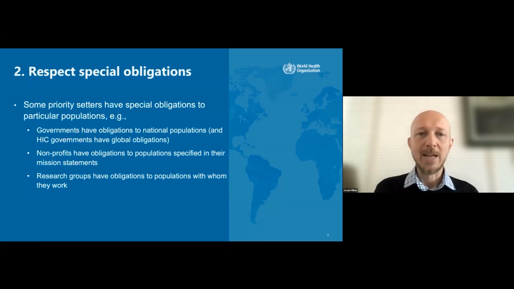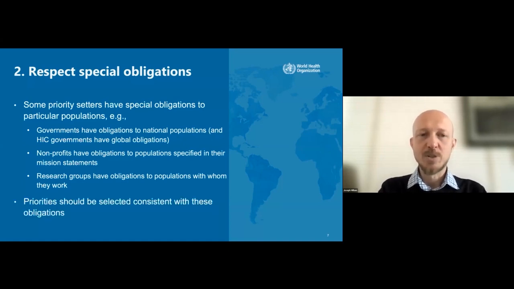Research groups have obligations to populations with which they work. If you are already embedded in a particular community and you're planning to do research there, you have an obligation to be doing research that is expected to be beneficial to that population. So the second principle is the principle that those special obligations should be respected. The priorities that are chosen should be consistent with those obligations.